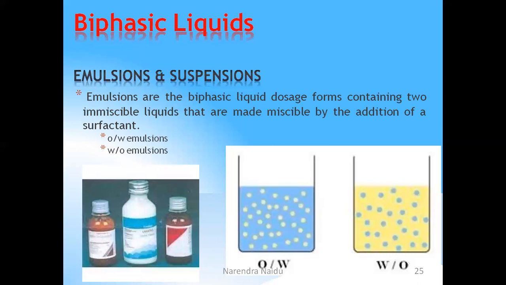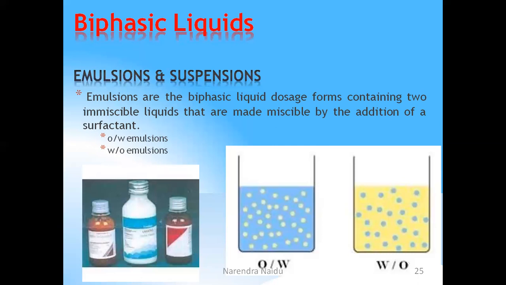You take oil and water. When you mix oil and water, they are not mixed with each other. That is why they are called immiscible liquids. But these are mixed by the addition of a surfactant. A surfactant is a compound which is added for mixing these immiscible liquids. When you add a surfactant, these two immiscible liquids can be mixed with each other, but when you see that mixture, it will look like two phases. That is why it is called a biphasic liquid dosage form, in which the first one is emulsions.